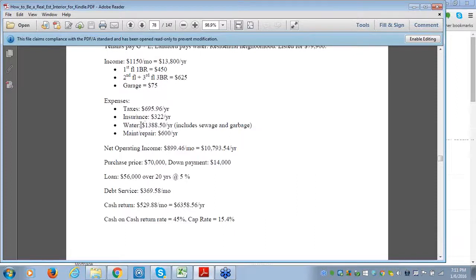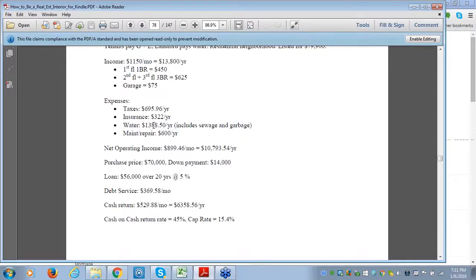Water, on the other hand, is a variable. In most parts of North America, water service is a lienable item. What that means is if it doesn't get paid, they can lien the property, put a lien on the property to encourage the owner to pay it up.